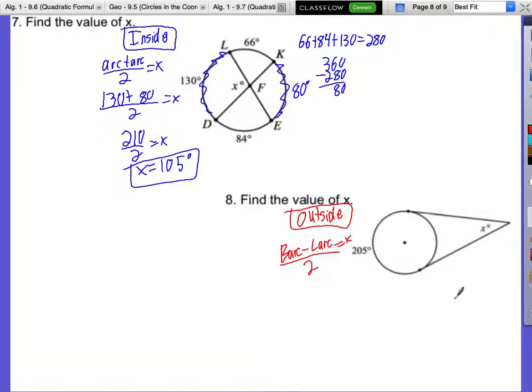So here, do we know our bark? Yes, 205. Do we know our lark? 155. How do you find 155? We subtract it. 360, the whole circle, take away this 205.